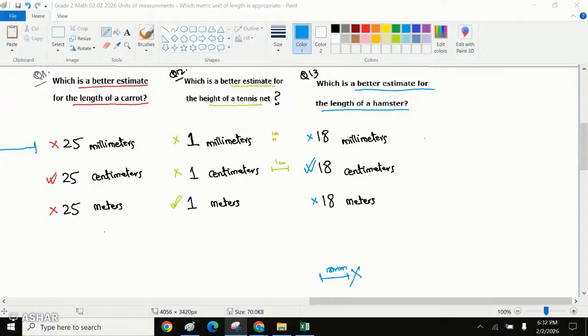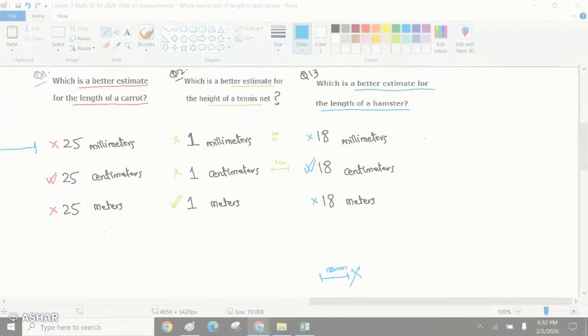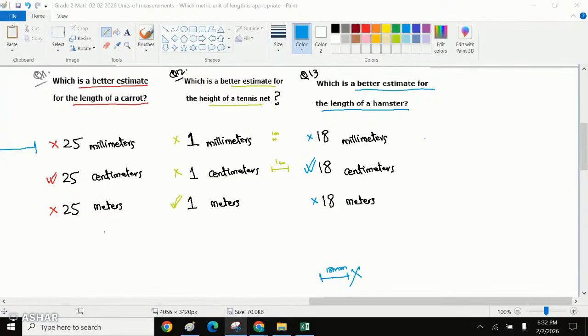Okay. The next would be, which is a better estimate for the length of a bed sheet? For a bed sheet, just a moment, please. Let me copy this. I'll realign this.